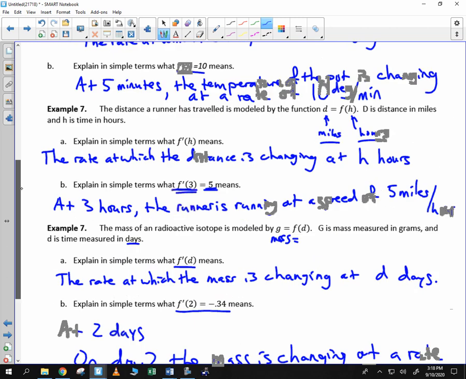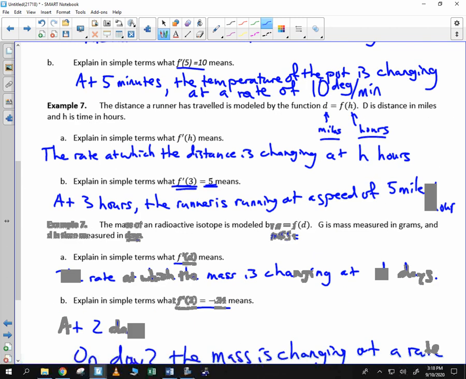I think probably the best example is the first example, 7, should have been 6. I'm sorry, this one up here, which should have been 6. The idea that f prime of 3 equals 5 means that a runner is running at a speed of 5 miles an hour.